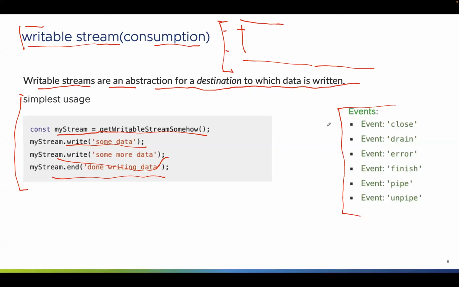And so for writable streams, every writable stream can trigger these events: close, drain, error, finish, pipe, and unpipe. We're going to talk about drain today, and close, error, finish are pretty common for every type of stream. And pipe and unpipe, we're going to push these two back to the pipe session.